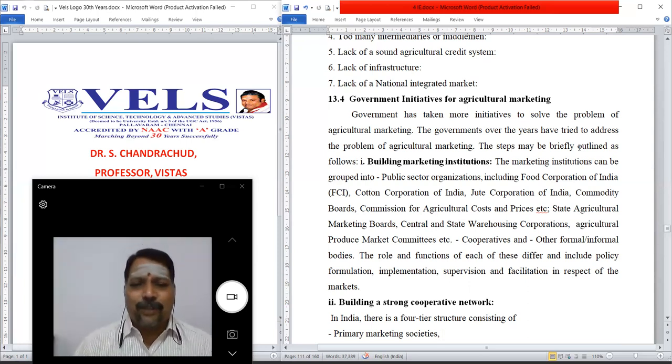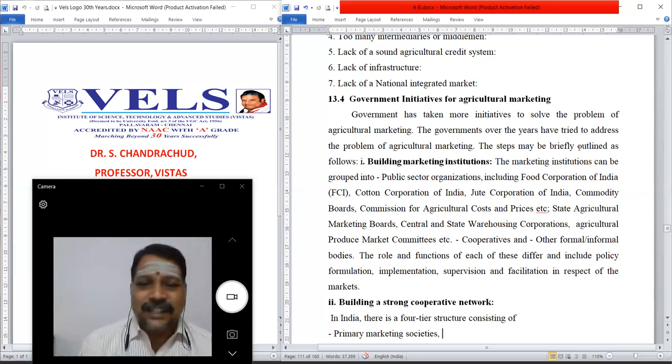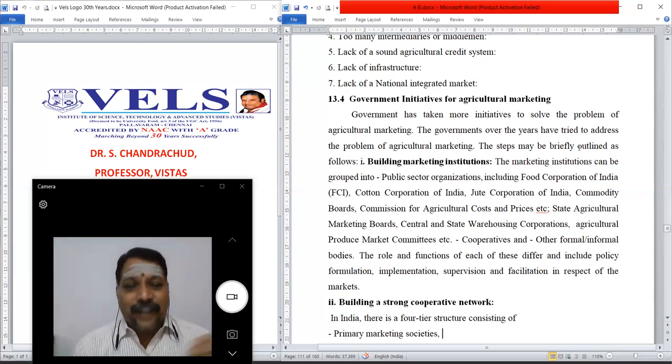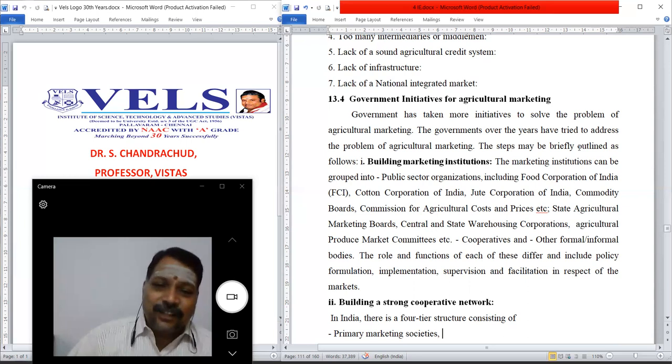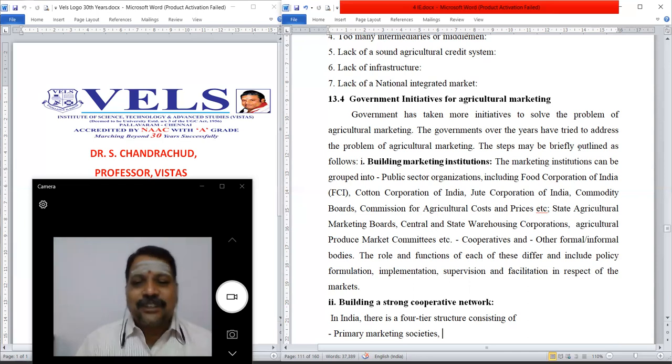So commodity boards, the Commission for Agricultural Costs and Prices, all these help the farmers to complete the formalities. For that, they adopt cooperative societies. The state agriculture marketing boards, the central and state warehousing corporations and agricultural produce market committees are ready to extend their warehousing facilities to marginal and small farmers. Based on that, they started the cooperatives. Other formal and informal committees come forward to give warehousing facilities to the rural areas.